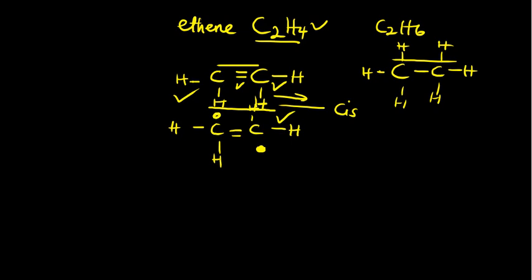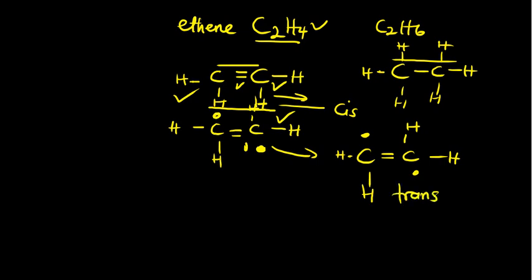But if I write hydrogen, let me redraw this structure. This is what I draw here. You see how I draw it? And now I don't draw any hydrogen there. So this structure is called trans. But cis is a structure when I write 2 hydrogen on the same side.